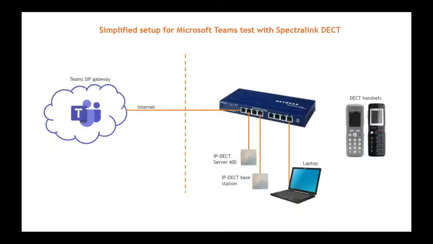And when it's all put together, we have this simplified setup for Microsoft Teams test with Spectralink. To the left we have Microsoft with the Teams SIP gateway that we communicate with on the right side, where we have the DECT equipment, namely the IP DECT server 400, the IP DECT base station, and they both connect to the PoE switch. And we also have the laptop with our Teams client. And finally we have the DECT handsets that we subscribe to the IP DECT server 400. And now let's put it all together.